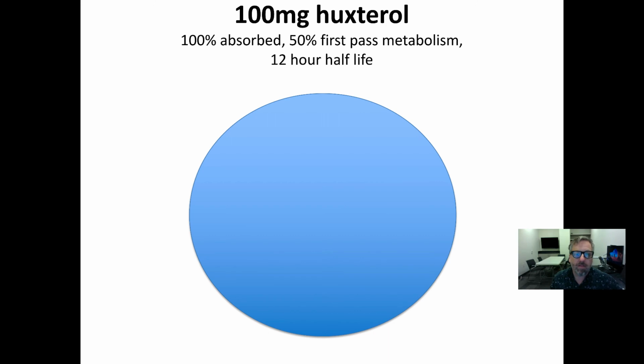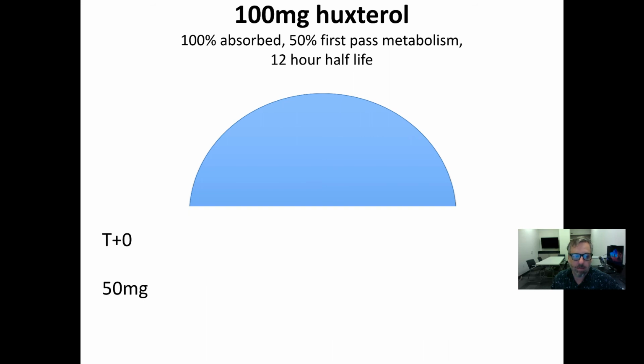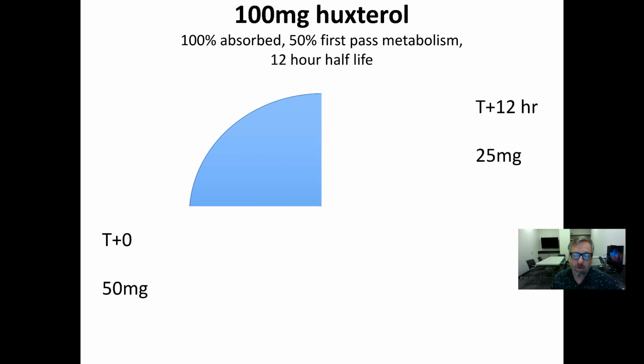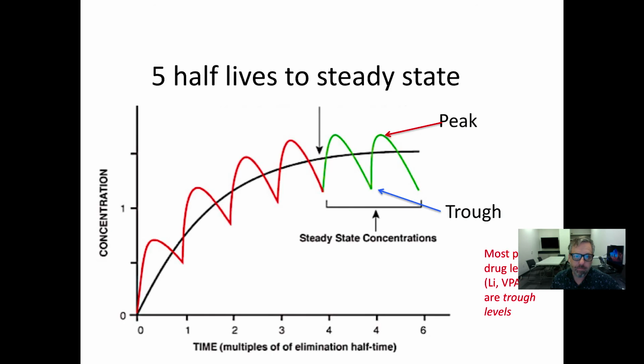So another way of looking at this is, okay, so here we go. We have an example where it's 100% absorbed, but there's 50% first pass metabolism. So the liver takes half of it out right at the beginning, okay? And it has a 12-hour half-life. So it's 100 milligrams of this made-up drug called Hexterol. We'll say, okay, so 100% absorbed, but 50% first pass metabolism. So now we're starting with only 50 milligrams. After 12 hours, we have 25 milligrams left in the bloodstream. After 24 hours, we're going to have 12.5 milligrams left in the bloodstream, and so on and so on.